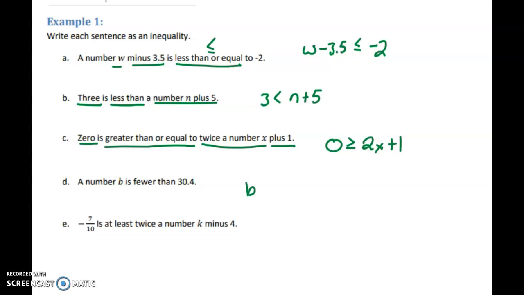Okay, so B is fewer than means less than 30.4. All right, let's go ahead and have you try E. Go ahead and write that as an inequality. All right, so we had negative 7/10 is at least means that amount or bigger. So greater than or equal to. Twice a number, K, that's 2K, minus 4.